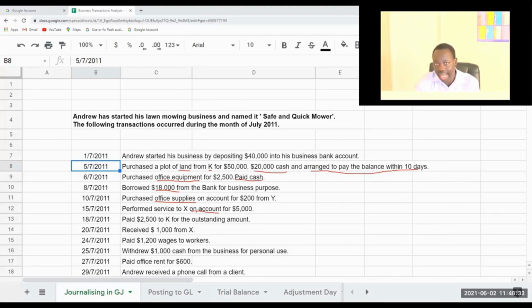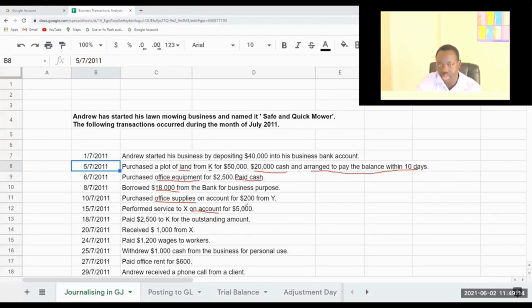When revenue account increases, we credit. When it decreases, we debit. In this case, revenue account is increasing. So we will credit service revenue of $5,000. On the debit side, we have accounts receivable of $5,000. On the credit side, we have service revenue of $5,000. From our accounting equation rule, the debit side and the credit side must always be equal.